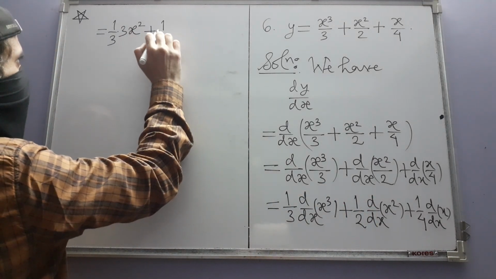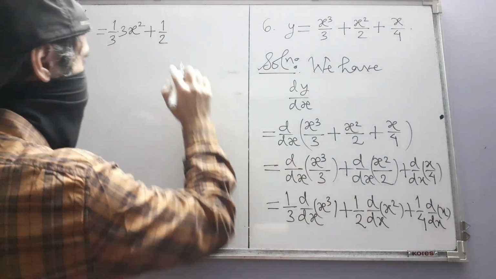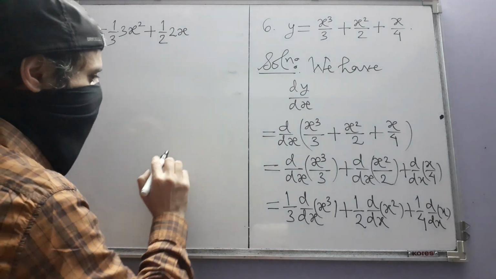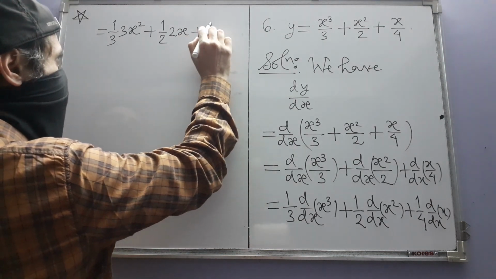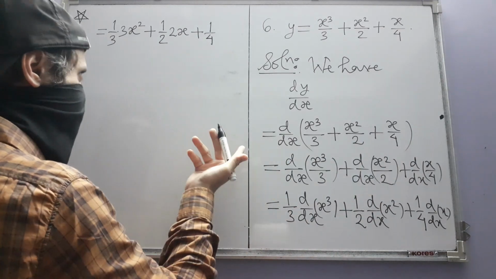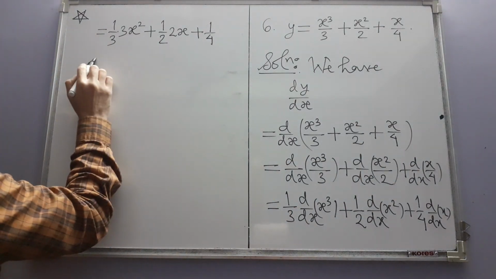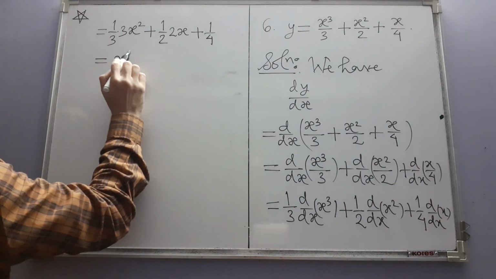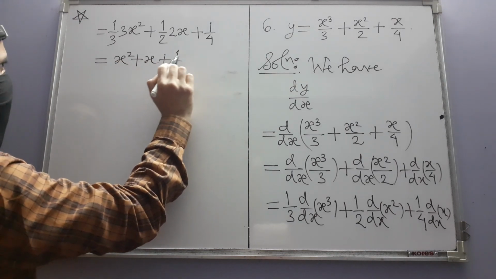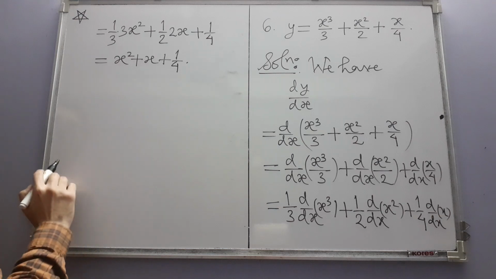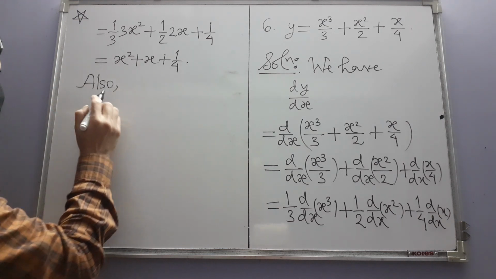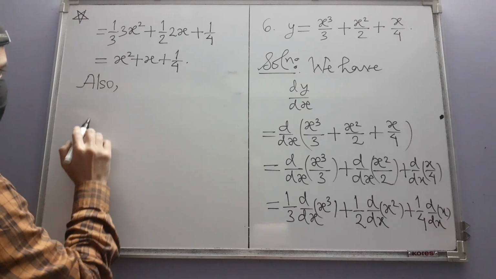Plus 1 over 2, x squared will be 2 and then 1 less. That means 1 here, which you don't have to write. Plus 1 over 4, 1 times x to the power 0, so it's just 1. And you can see that there are some cancellations. So the expression becomes slightly simplified. Also, in place of dy/dx you can write y prime also if you want.